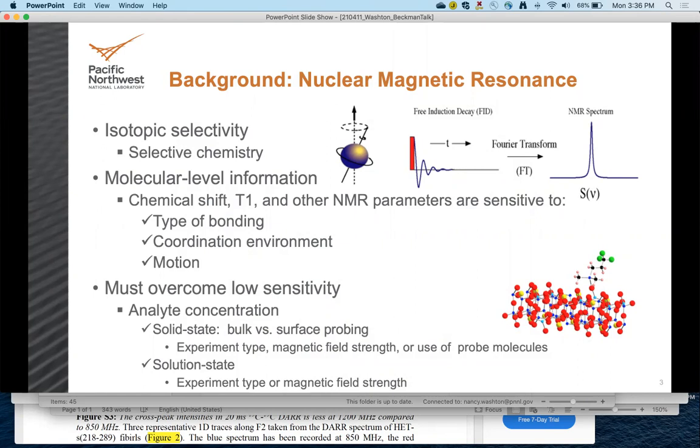Analyte concentration, nuclei identity, the type of experiment, and the magnetic field strength all play a role in experimental success or failure. One method to increase sensitivity is to use probe molecules with nuclei having high NMR abundance as proxies. An example is shown on the right-hand slide, where there is basically an analog of a silicate surface with a fluorinated silane. So you can see the CF3 tail denoted in green, and fluorine-19 is a really nice NMR nucleus because it's 100% abundant. And they also use this in proteins and drugs.